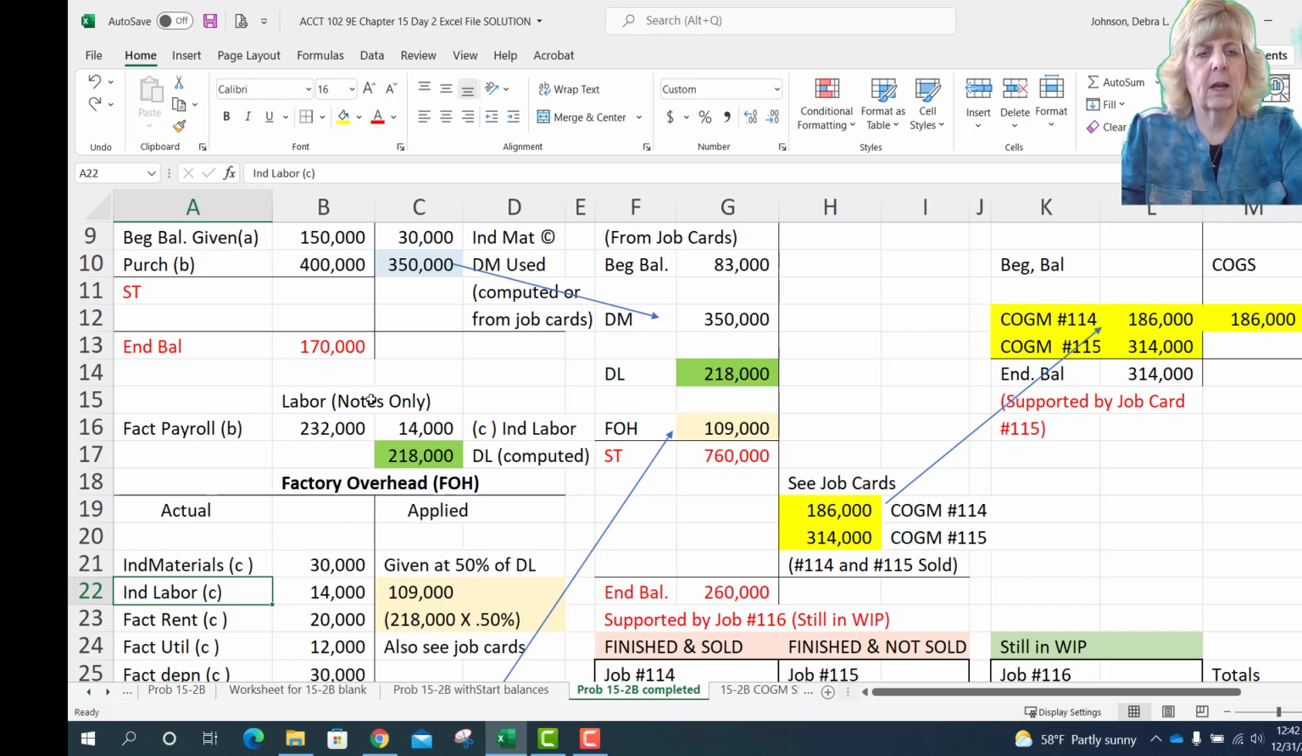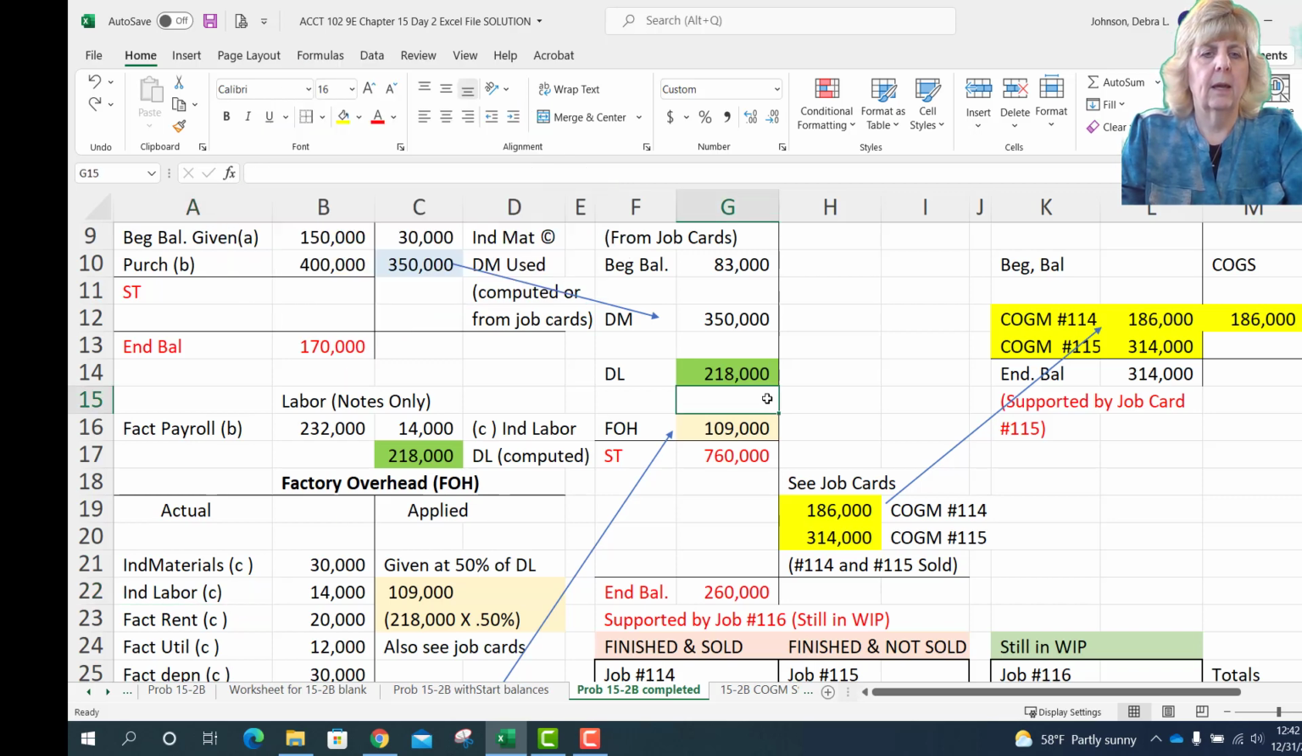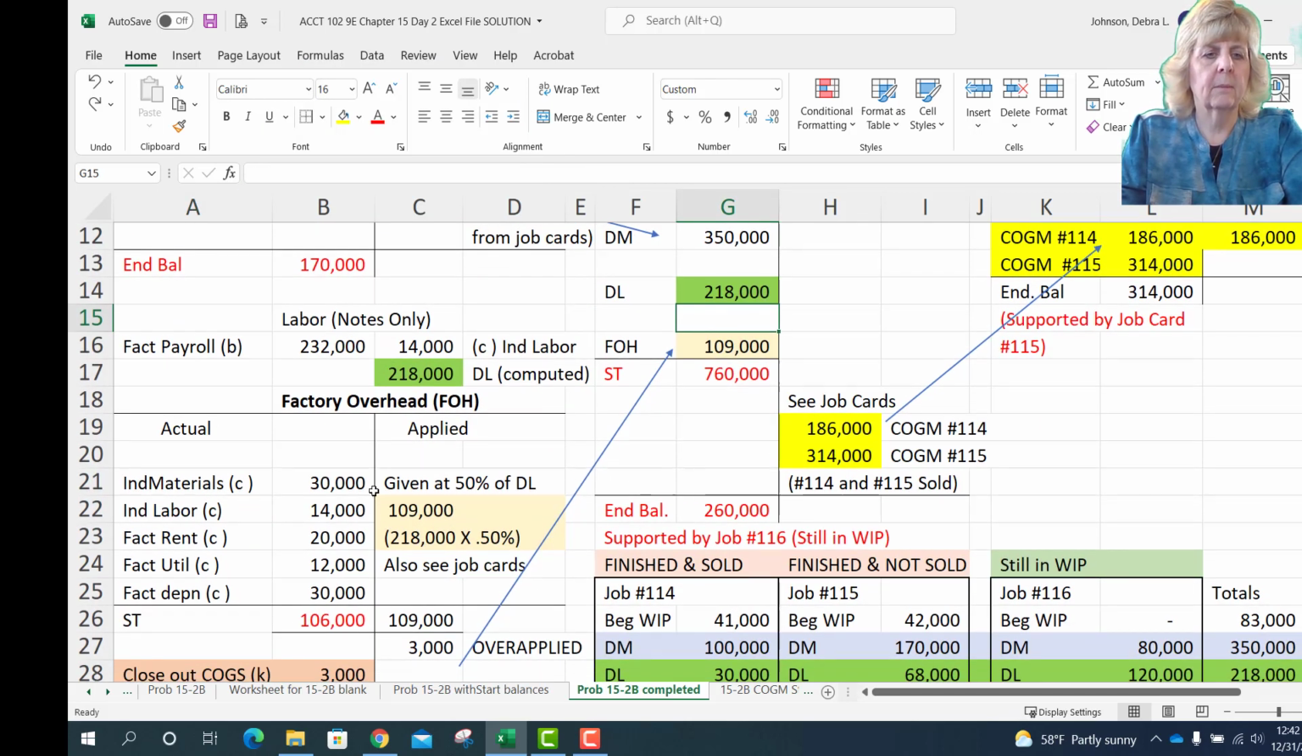So this labor account is really just a notation that the entire factory payroll totaled 232,000. Of that amount, 14,000 was charged to overhead, and the rest of it, the touch labor, dirty hand labor, was charged to WIP.